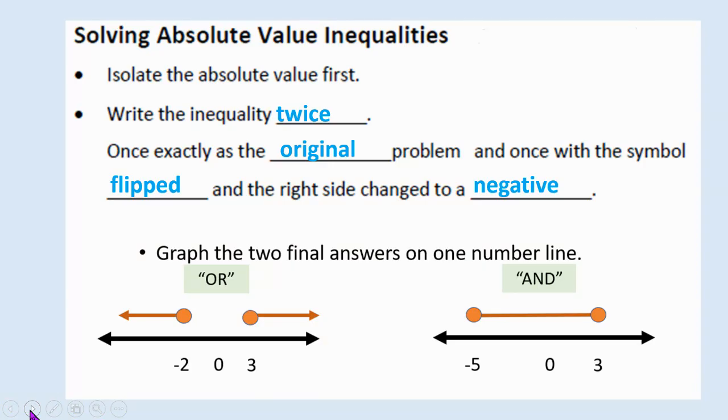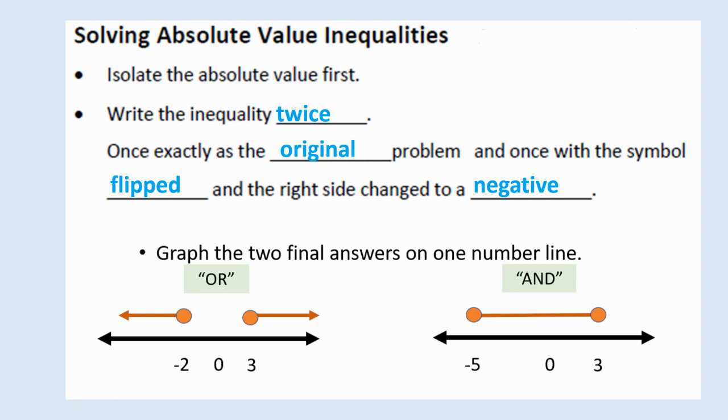All right, so the first slide is our steps. Please make sure you write these steps down into your notes. That way, when we take a test or a quiz, you can go back and reference them. The first step to solving absolute value inequalities is exactly like what we did before. You're going to isolate that absolute value. That means get it all by itself. The second step is to split the equations up.